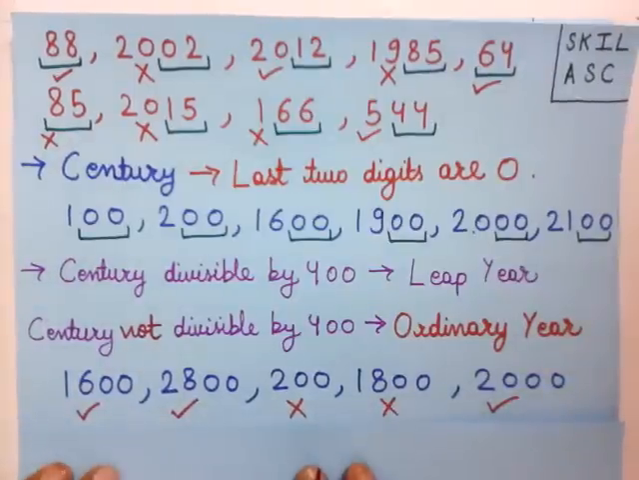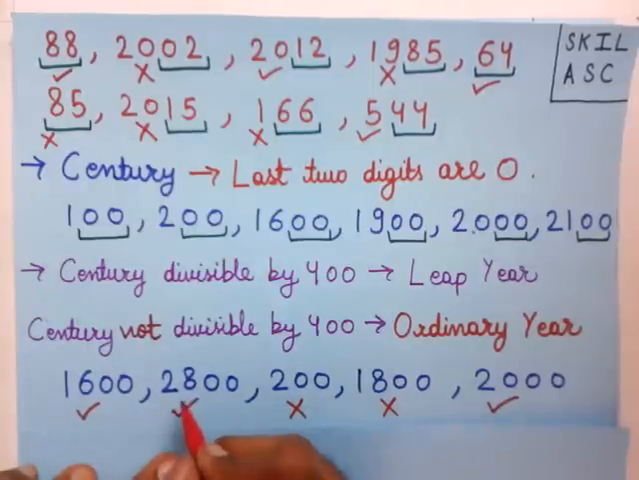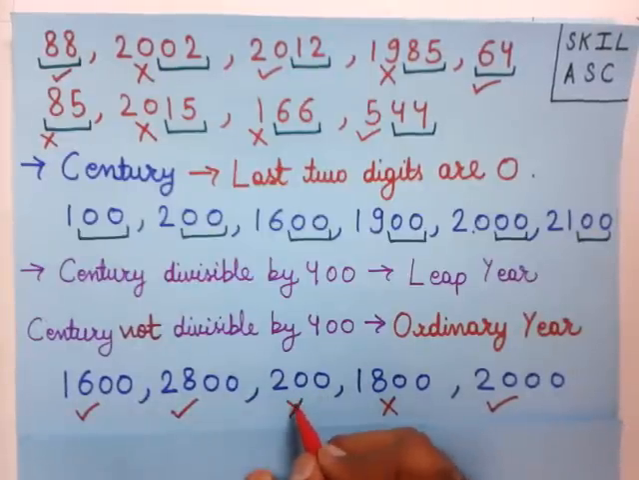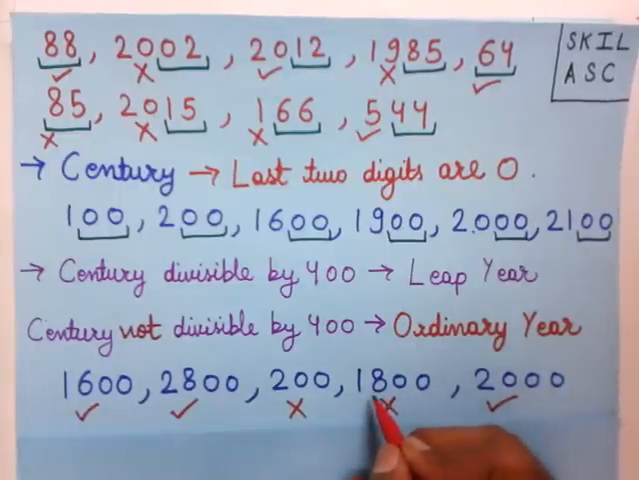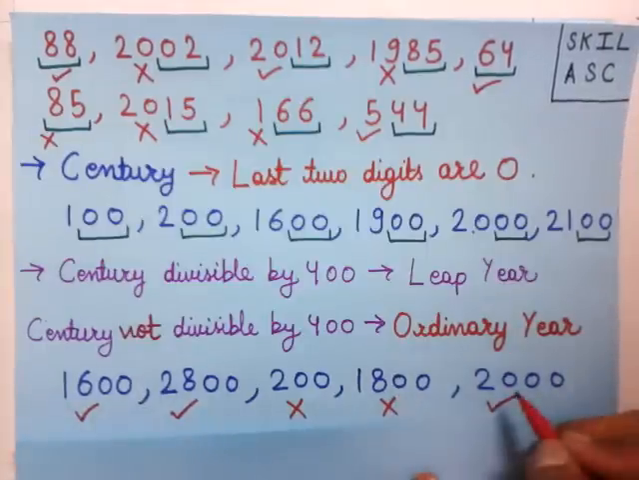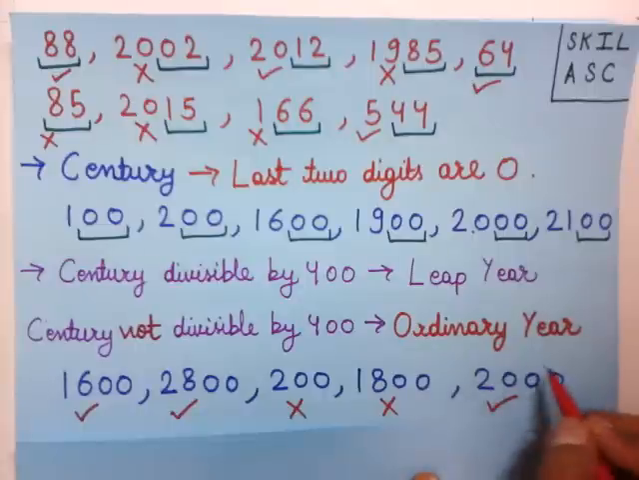Let us take a few examples. Here we have century 1600. It is divisible by 400, so it is a leap year. Next year is 2800. This is divisible by 400, so it is a leap year. Next century is 200. This is not divisible by 400, so it is not a leap year. Next century is 1800. It is not divisible by 400, so it is not a leap year. It is an ordinary year. Next century is 2000. This is divisible by 400, so this century is a leap year.